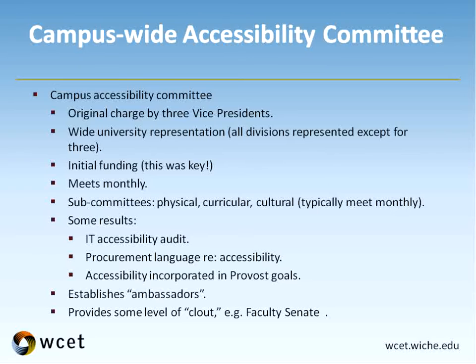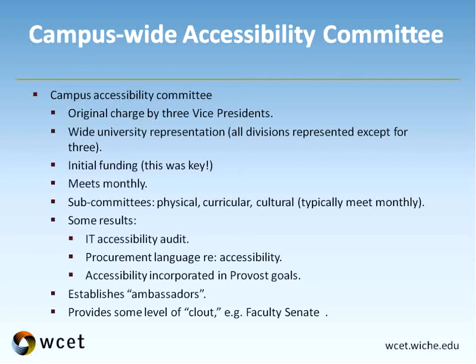We had initial funding, which was key. I think it allowed us to feel like we had some say and some voice in some of the things that we could address as a committee relative to accessibility. The committee typically meets monthly. There are additionally subcommittees that look specifically at physical, curricular, which is where the captioning often comes in, and cultural and attitudinal things relative to accessibility within the university.